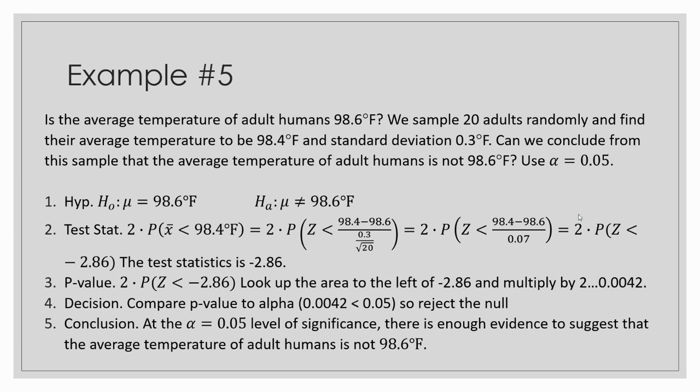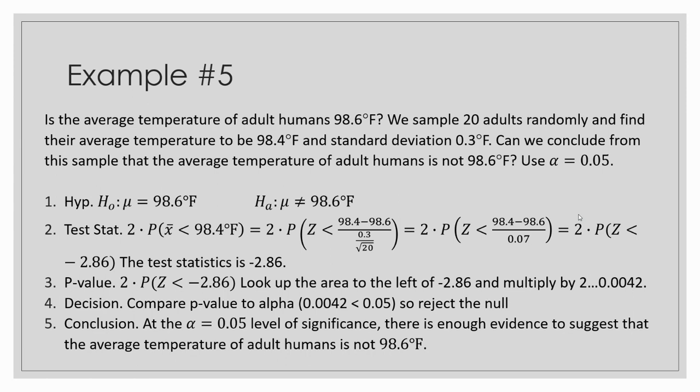So it's modeled almost identically after the previous example, just with different numbers. So still 2 times the probability. We're still using formula number 33. Our test statistic after you do the computation is negative 2.86. We look this up on the chart, multiply by 2. You get 0.0042. You compare that to the alpha level of 0.05. You notice it's significant, it's less, so we reject the null.